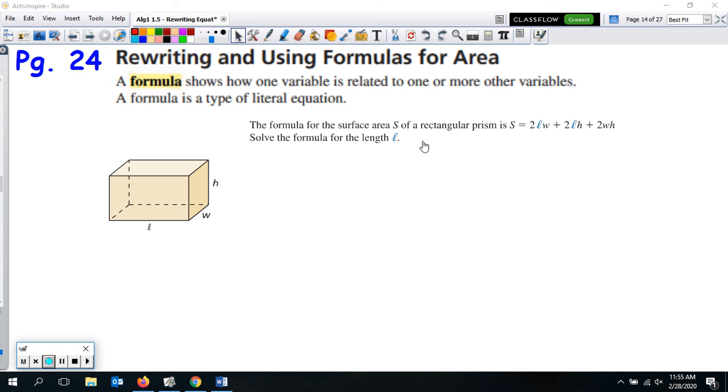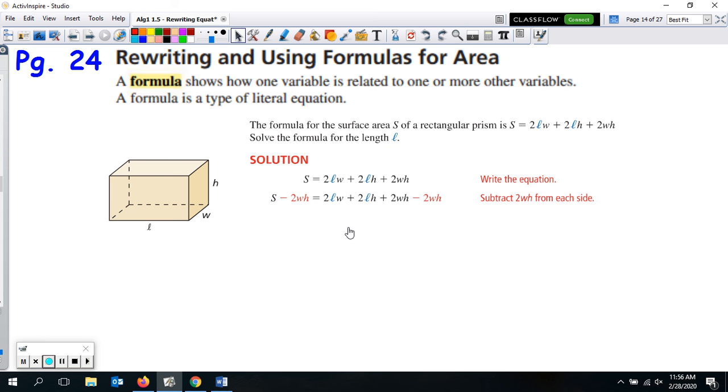On this one, you can see what we're doing here. We're going to solve for a particular one, and it did highlight my L. So we want to solve for it. It says solve the formula for the length. So again, you have to first figure out what letter they want you to solve for. They will either highlight it for you, or they'll tell you like it says here.